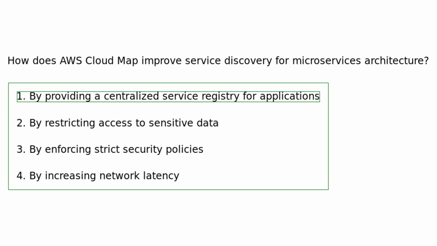AWS Cloud Map improves service discovery for microservices architecture by providing a centralized service registry for applications, making it easier to manage and discover services within the network.